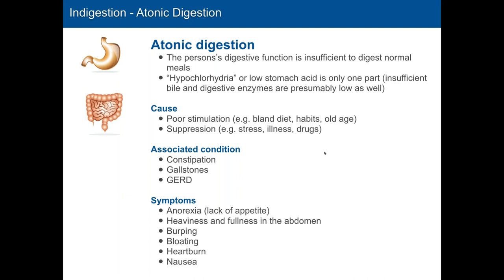You may have associated what's called hypochlorhydria, so low stomach acid. So you're not releasing enough digestive juices to break the food down effectively. It basically sits in your stomach and makes you feel crummy. So in this case, you've got to get digestion working better. And a lot of reasons can cause this atonic digestion.